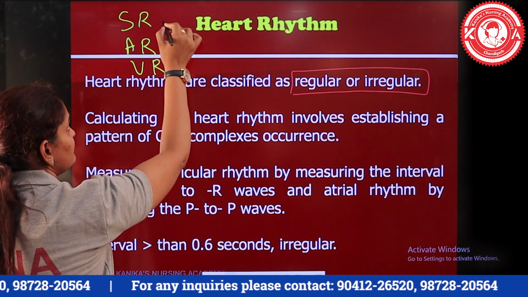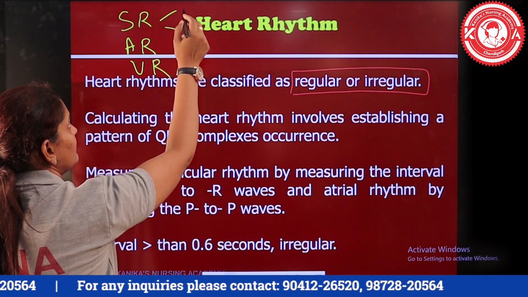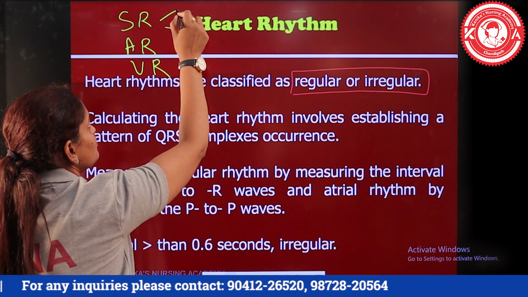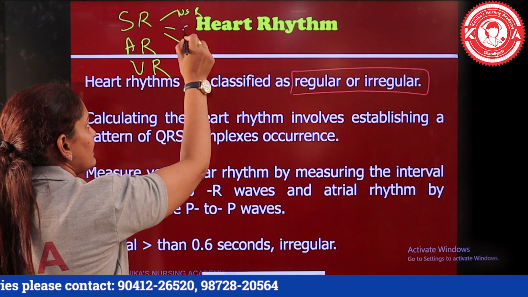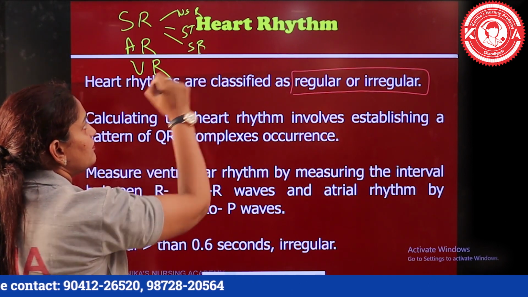Under sinus rhythm, the normal rhythm is known as normal sinus rhythm, and there are two abnormalities basically: sinus tachycardia and sinus bradycardia.